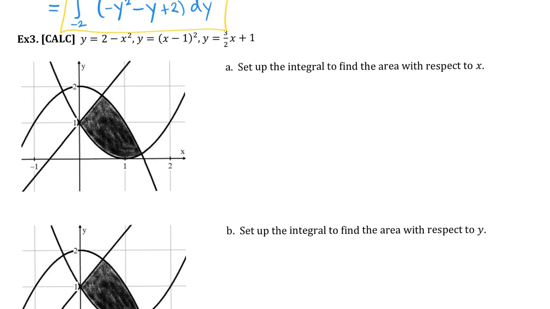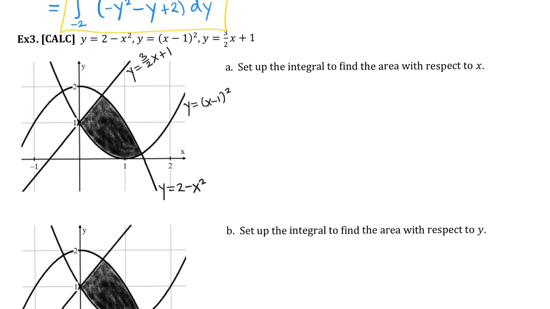If you can do it both ways, though, you can normally optimize and see which one's going to be the easiest way. Okay, let me just label my functions first so I can keep track of which is which. So 2 minus x² is this parabola like this. I'm going to label it just so when I'm staring at this, I can find it. Okay, and then I have y equals (x minus 1)². That's a parabola, moved to the right one. That's that one. And then the last one is y equals 3/2 x plus 1, which is a line.